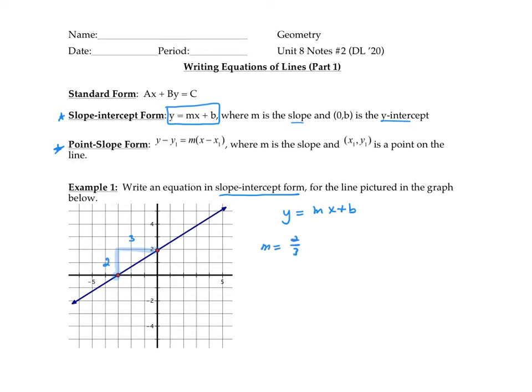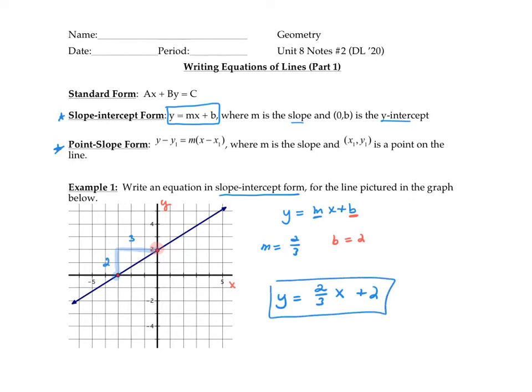Now the y-intercept is the point where the line crosses the y-axis, and this is my y-axis right here. This would be the x-axis. So our y-intercept just happens to be positive 2. All right, so we're going to put the 2 in for b, and we're going to put the 2/3 in for our slope. So our final equation will be y equals 2/3 x plus 2.